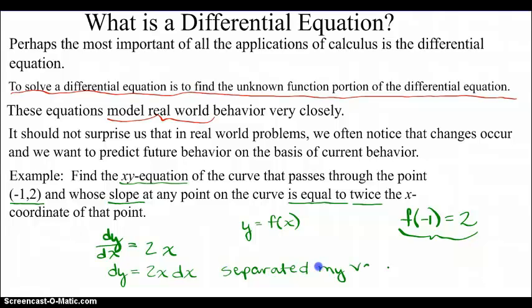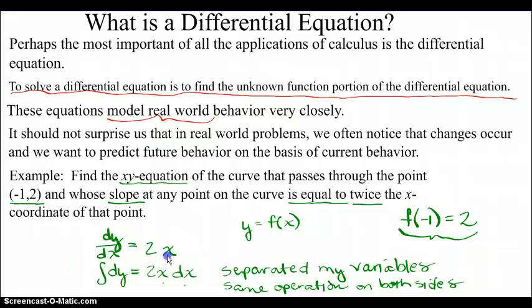Separated my variables. Everything that has to do with y and dy is on the left side of the equal sign, and everything that has to do with x and dx is on the right-hand side of the equal sign. And as long as I do the same operation on both sides, then that's a legal mathematical move, right? Same operation on both sides of the equal sign. Well, I want the antiderivative. So I'm going to integrate this side and integrate this side. That's legal for me to do. If dy equals 2x dx, then the integral of dy must equal the integral of 2x dx.